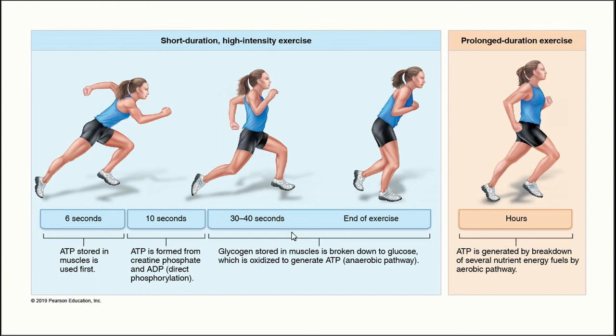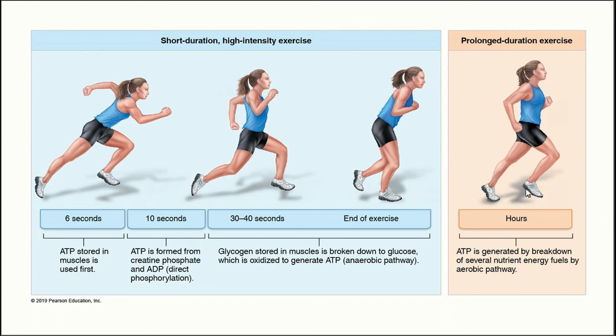So that's why the anaerobic pathway tends to kick in, because blood flow tends to be restricted to muscles during really high intensity exercises. So we see that the short duration high intensity exercise mostly makes use of the direct phosphorylation pathway as well as the anaerobic glycolysis pathway.